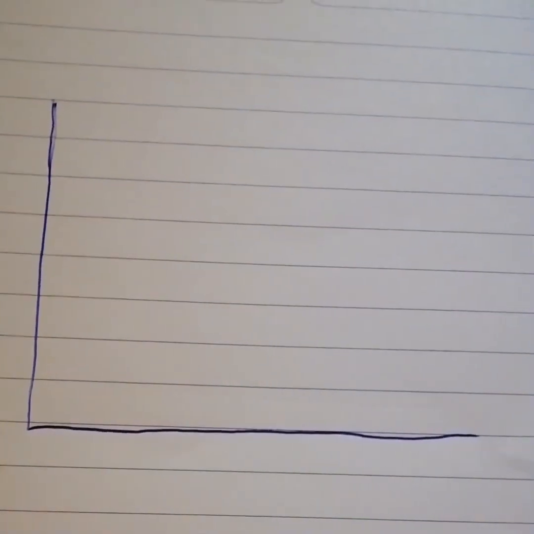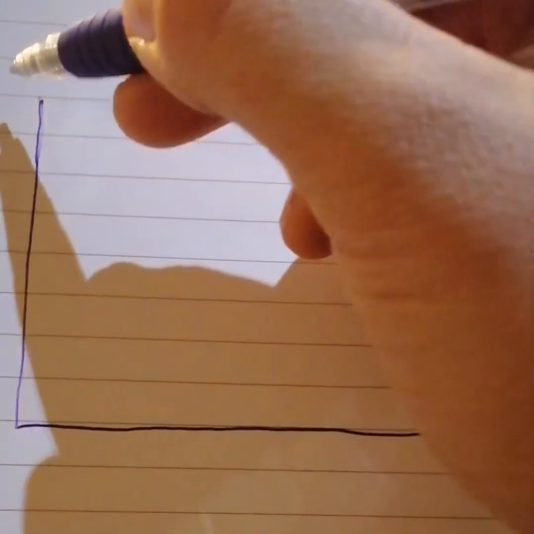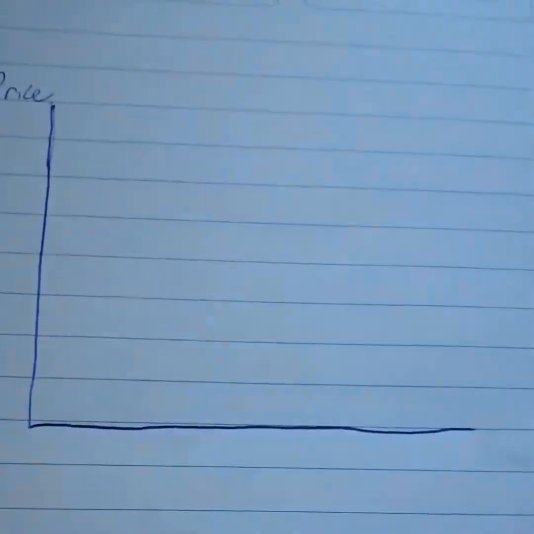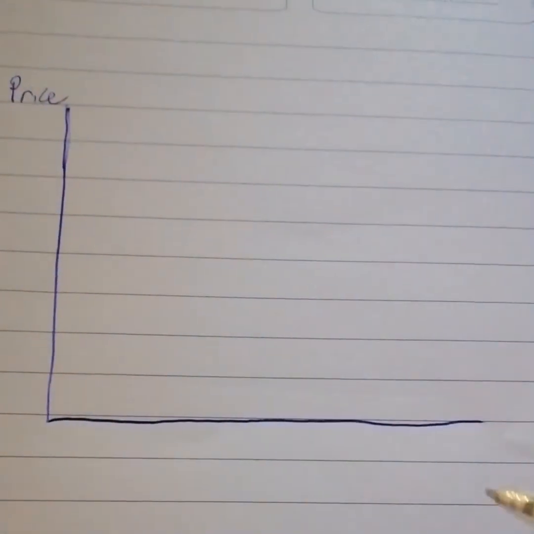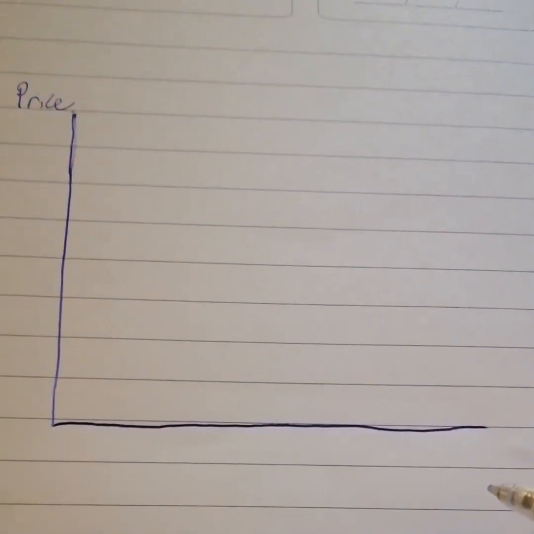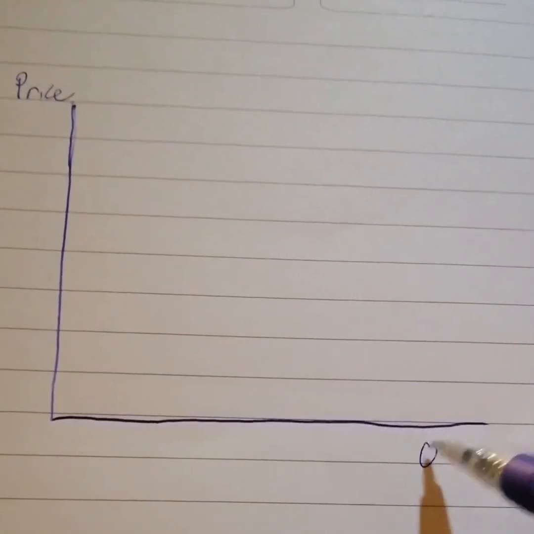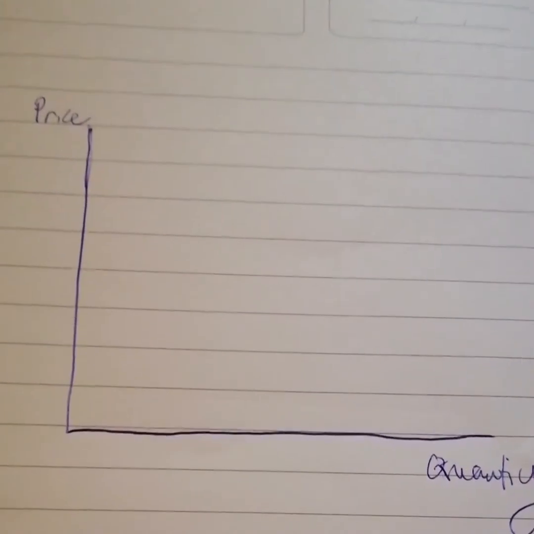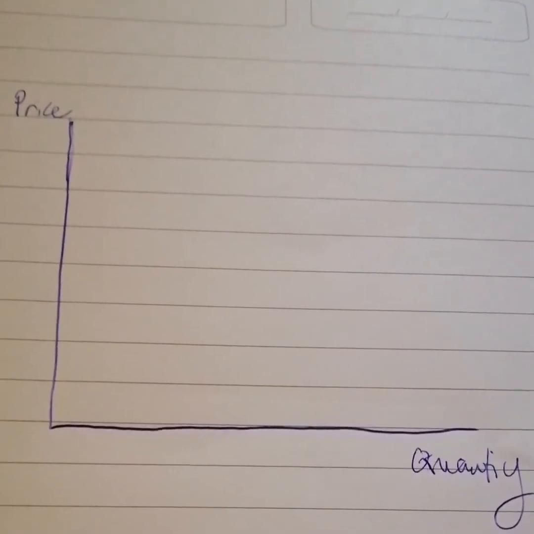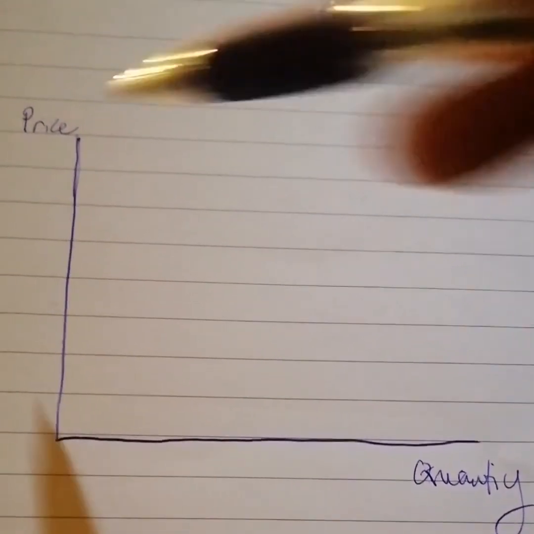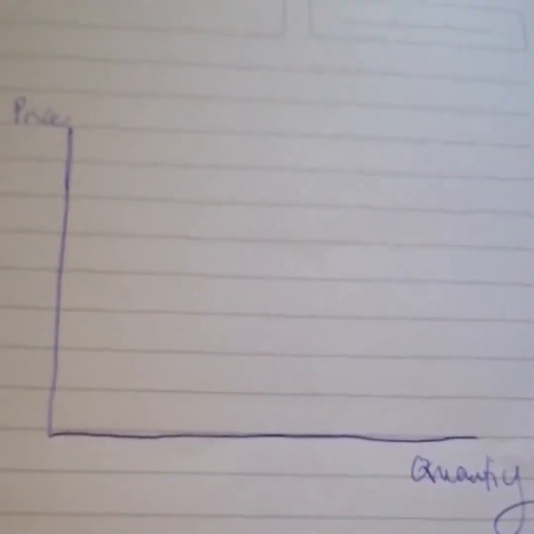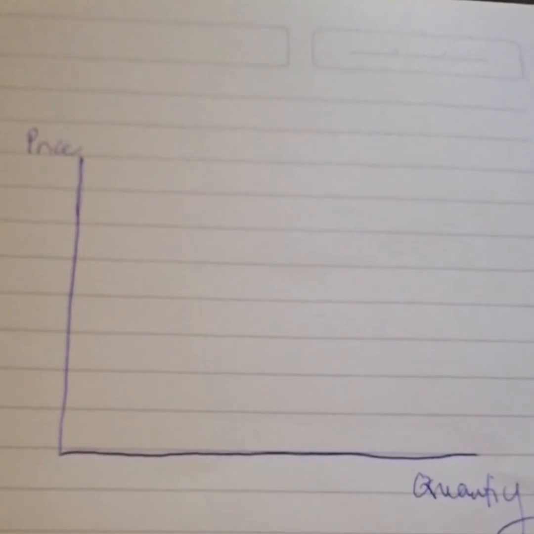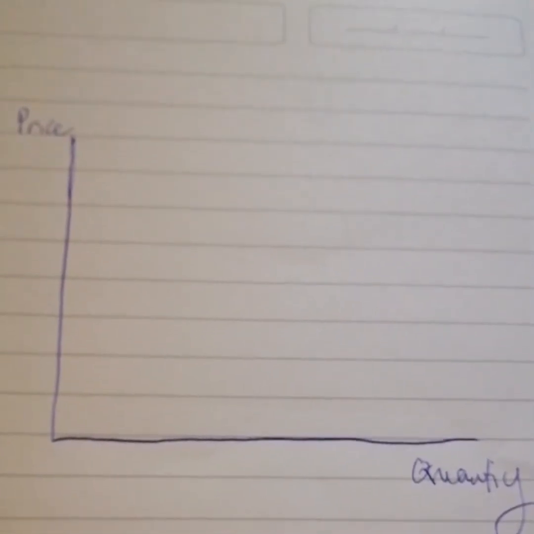So on the left, we are going to put the price of the good that we're looking at. And over here on the right, we're going to put the quantity that is being demanded. So here we have our y-axis. Here we have our x-axis. Now we're just going to take an example.